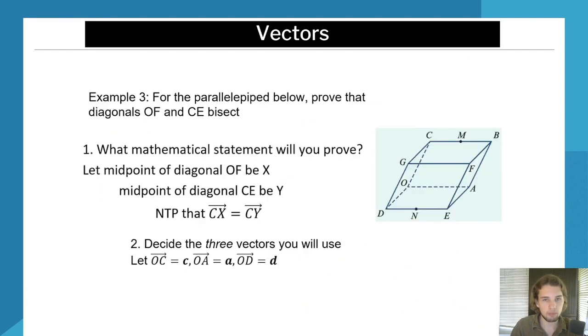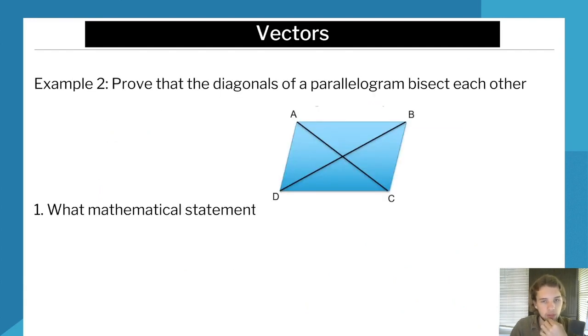So we'll look at a more complicated proof here. Prove that the diagonals of a parallelogram bisect each other. Let's think about what a parallelogram has. We know that these opposite sides are of the same length, and we know these opposite sides are also parallel. Now we want to prove that the diagonals of the parallelogram bisect each other.